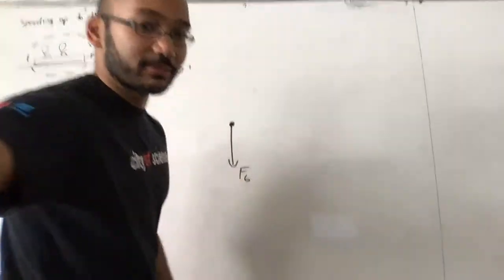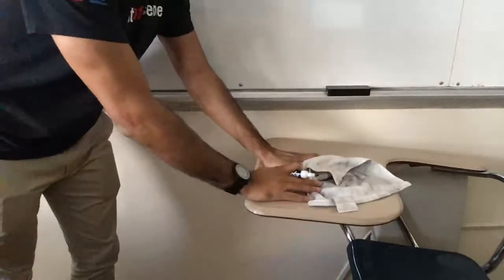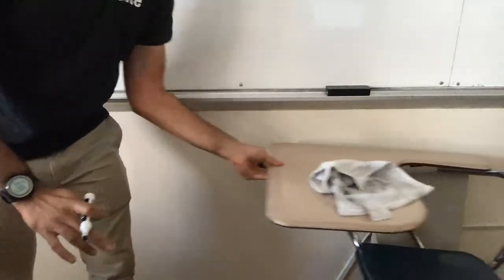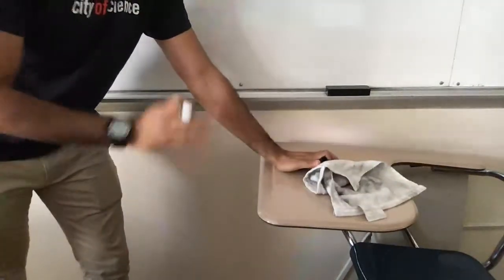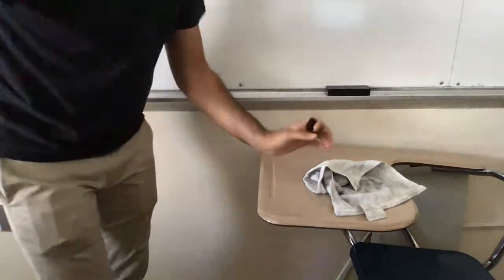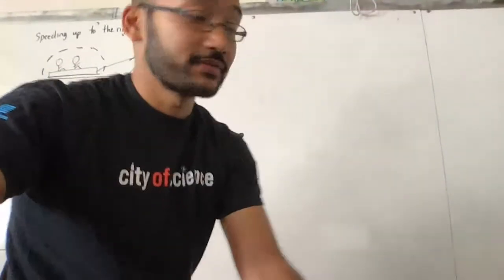I have a table over here. When I'm leaning on the table, I'm pushing it this way. But the table is at rest. So what's keeping it at rest? There's something opposing, canceling out that force. And hopefully you can guess it, that is friction.